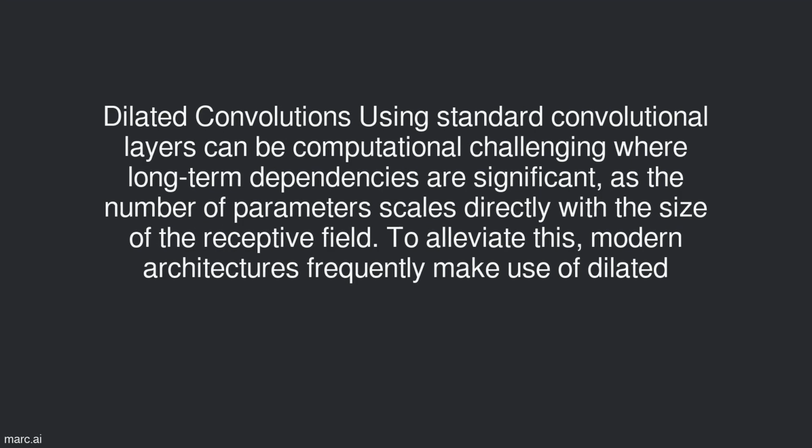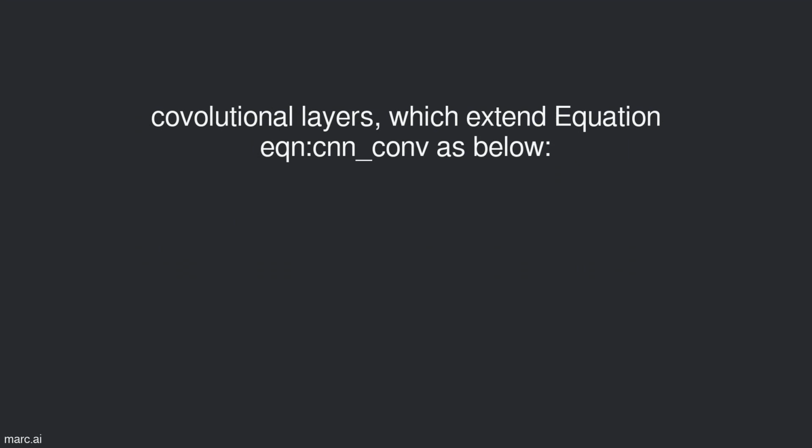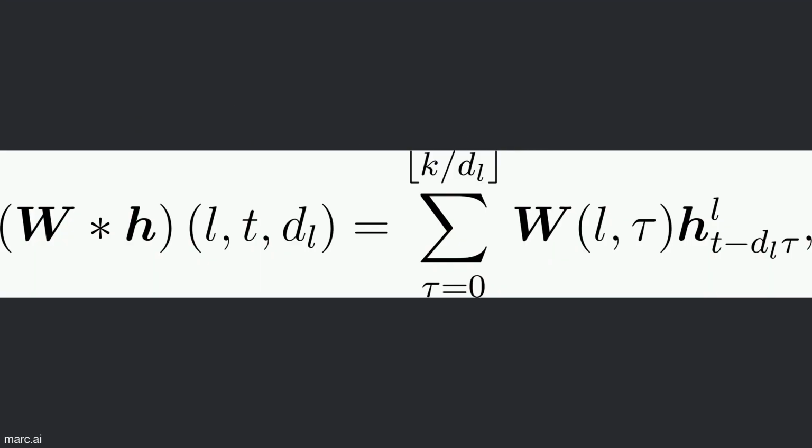It is worth noting that a single causal CNN layer is equivalent to an autoregressive (AR) model. Dilated convolutions. Using standard convolutional layers can be computationally challenging where long-term dependencies are significant, as the number of parameters scales directly with the size of the receptive field. To alleviate this, modern architectures frequently make use of dilated convolutional layers, which extend the convolution equation as below, where ⌊·⌋ is the floor operator and d_l is a layer-specific dilation rate. Dilated convolutions can hence be interpreted as convolutions of a downsampled version of the lower layer features, reducing resolution to incorporate information from the distant past.